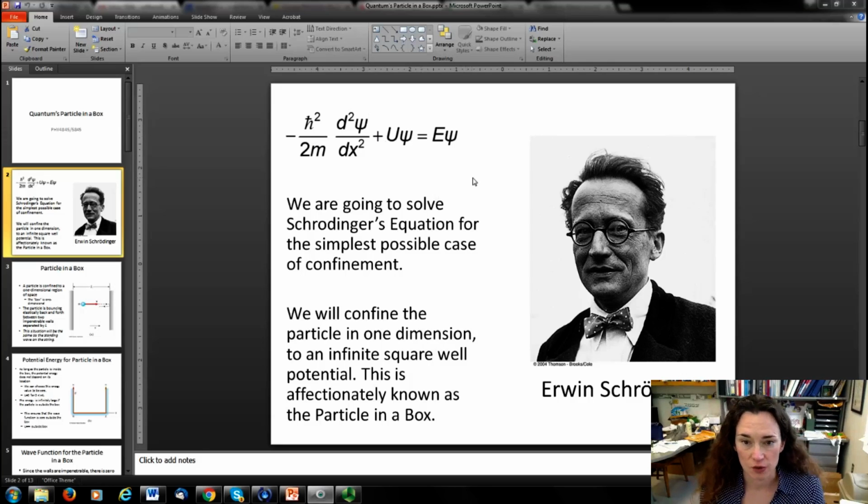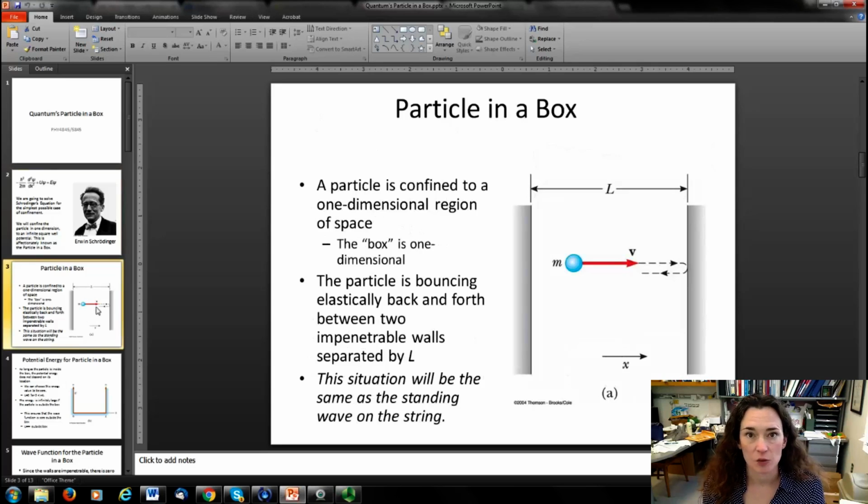And we're going to solve this equation for the simplest possible case of confinement. We're going to confine the particle in one dimension, only in the x, and we're going to confine it to what's known as the infinite square well potential, or affectionately known as particle in a box. So what is a particle in a box? Well, it's a particle, like I said, confined to a one-dimensional region of space, and basically it's just bouncing back and forth between two walls that are considered to be impenetrable, which means that the potential energy at the wall and past the wall is infinite.